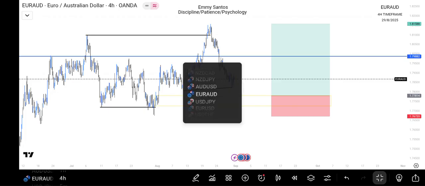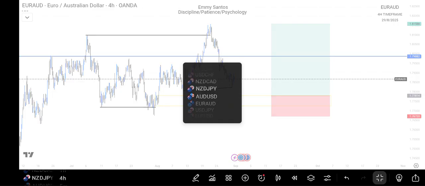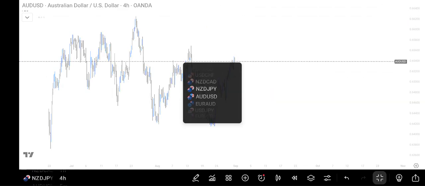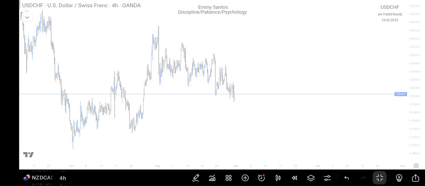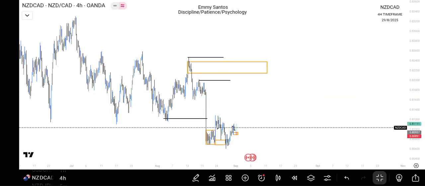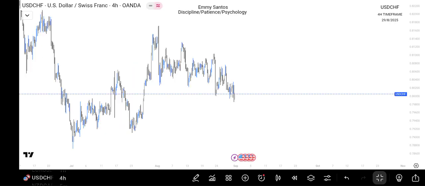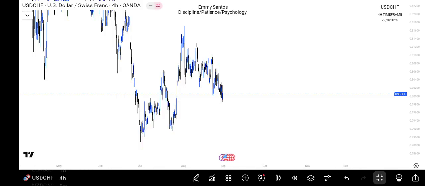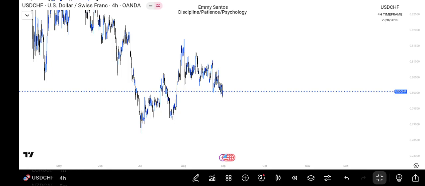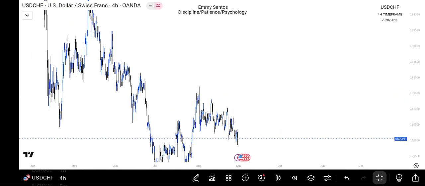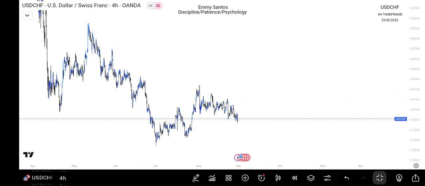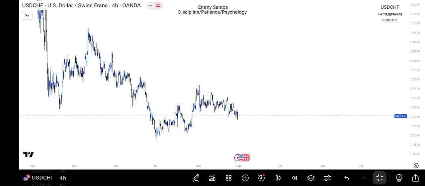USDCHF. Okay, this is NZD CAD. I don't need to analyze this. So if you notice in this pair, what trend are we in? We are in a downtrend, right?